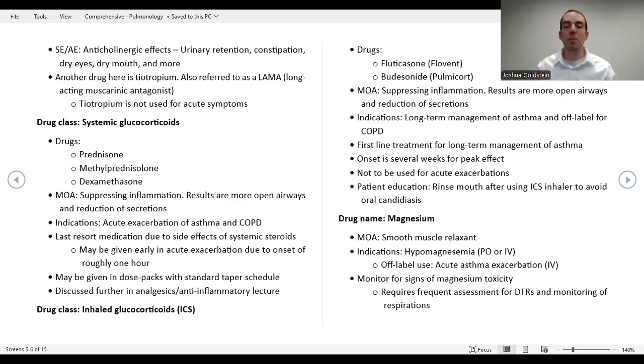Also, when you're giving this to a patient, always educate them on how to use the inhaler because it is an inhaler. And secondly, always educate them that they must rinse their mouth out after every single dose or they will develop oral candidiasis, also known as thrush.